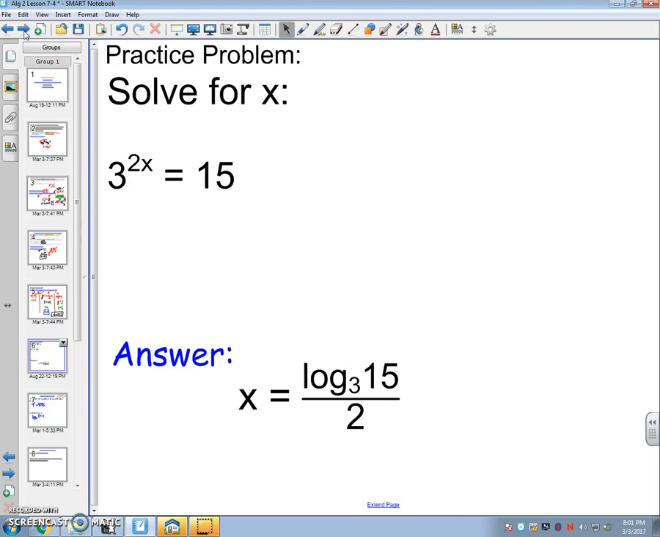Alright, and that's it for that video. So here's the practice problem. Solve for x. I'd use the trick. Alright, if you can do that, you should be fine for class.